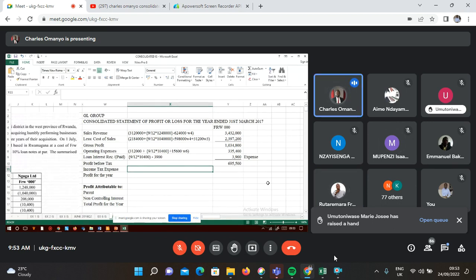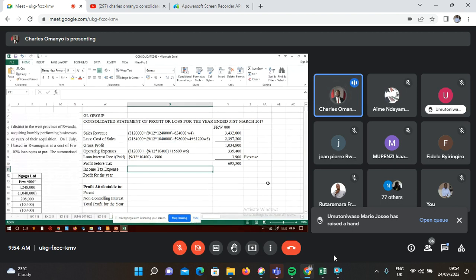No. Which topic are we in? The person asking, which topic are we in? Consolidation. Consolidation is to add up. Now you are adding a negative and a positive. Is that okay? To consolidate, a negative and a positive is a negative.